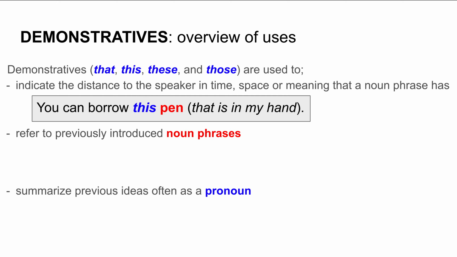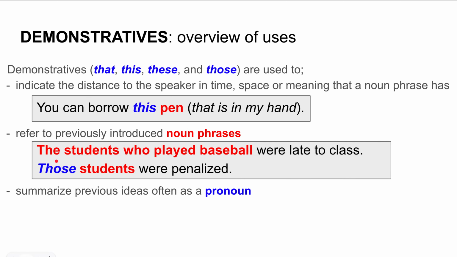When demonstratives are used to connect ideas, they have two main purposes. The first one is to refer to previously introduced noun phrases. For example, the students who played baseball were late to class. Those students were penalized. Here, those students is referring to the students who played baseball, but we're replacing it with a noun phrase with those students.